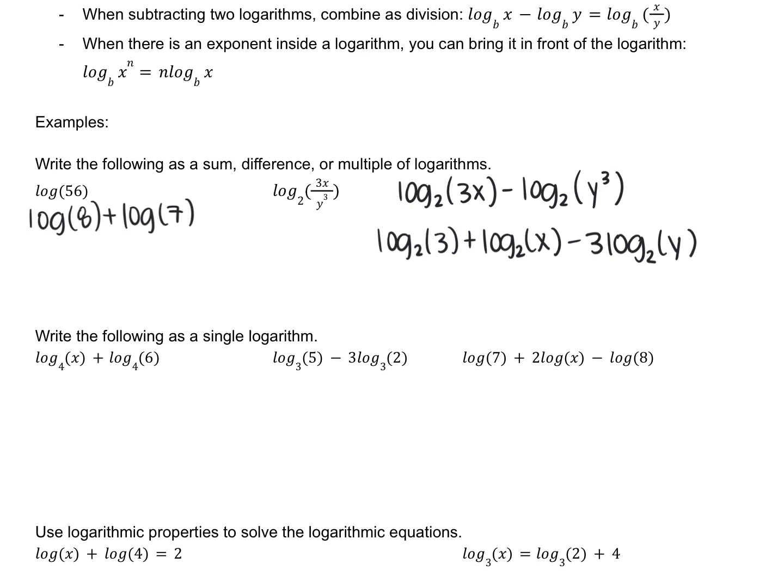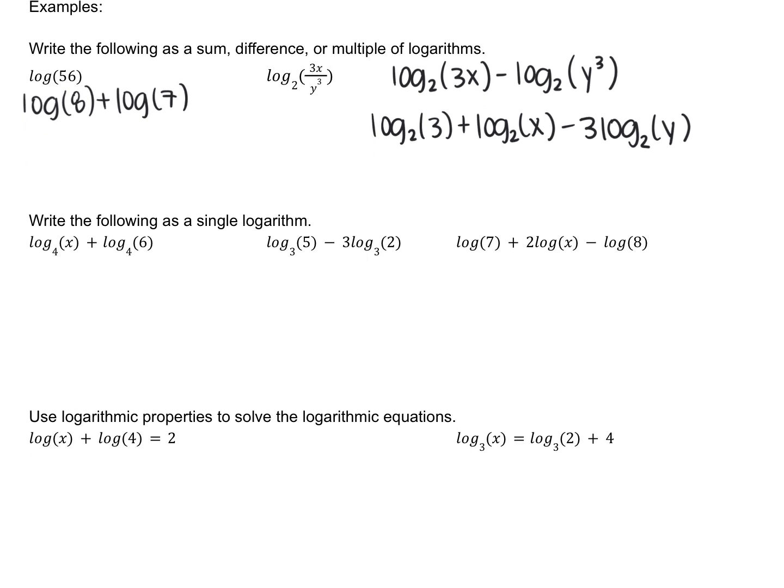Again, it's not as common for us to need to know how to break up a combined logarithm. What is going to be most important is rewriting logarithms as a single logarithm, because that's what we're going to need to solve logarithmic equations. So we have log base 4 of x plus log base 4 of 6. So that's addition, which means I can combine it as multiplication. So it becomes log base 4 of 6x.